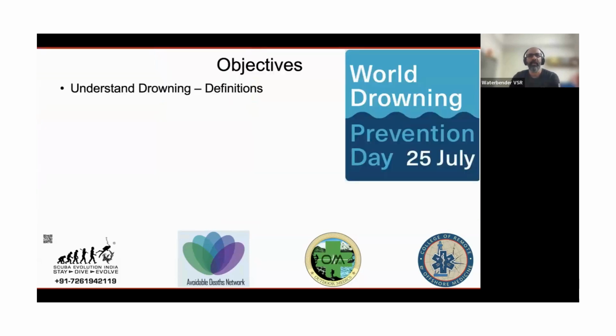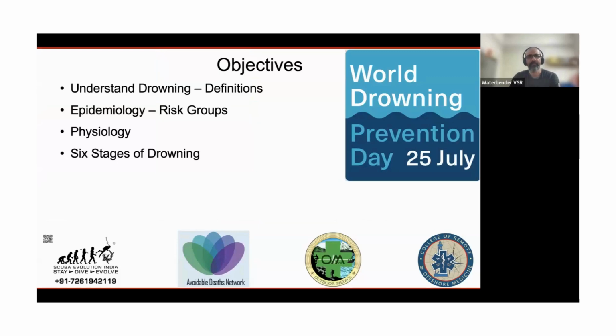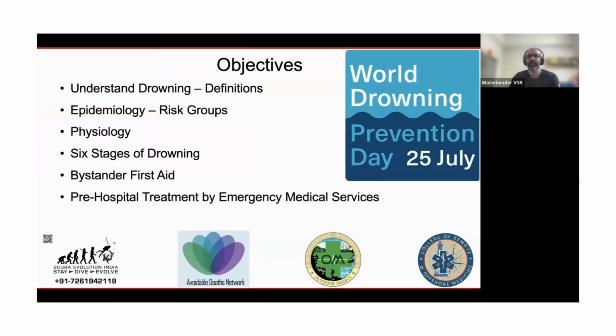So our objectives today are to understand drowning, get the definitions going. Basic epidemiology, I'll cover certain risk groups and how drowning affects us. I'll briefly cover physiology, not too much, just to understand certain terms we talk about. I'll cover the 6 stages of drowning, what to do if you're a layperson bystander, pre-hospital emergency treatment by EMS. Again, it'll be a small slide, not too much. And then I'll just show you the Wilderness Medical Society clinical practice guidelines as a reference, and then hand over to Dr. Paul for further management.